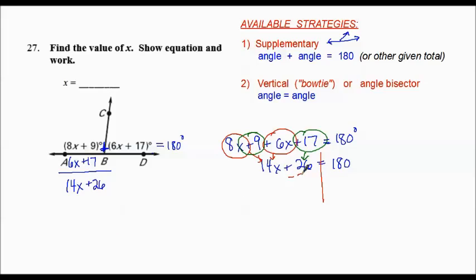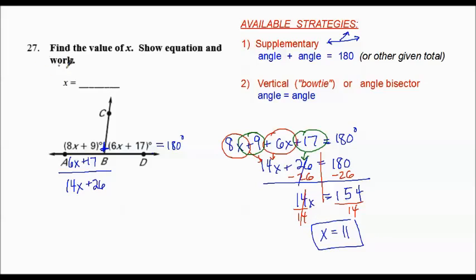Now we're going to solve, same way we've been solving all the other problems in this review. 14x is equal to 154. And then we divide by the coefficient of x, and x is equal to 11. So that is our final answer here. All they wanted was the value of x.